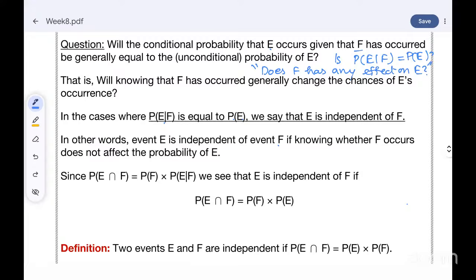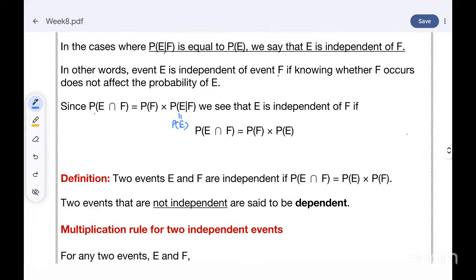We already know from the multiplication rule that P of E intersection F is P of F into P of E given F. If E is independent of F, then this P of E given F is the same as P of E. So your P of E intersection F simply turns out to be P of F into P of E. So it means two events E and F are independent if the joint probability P of E intersection F is the same as P of E into P of F.